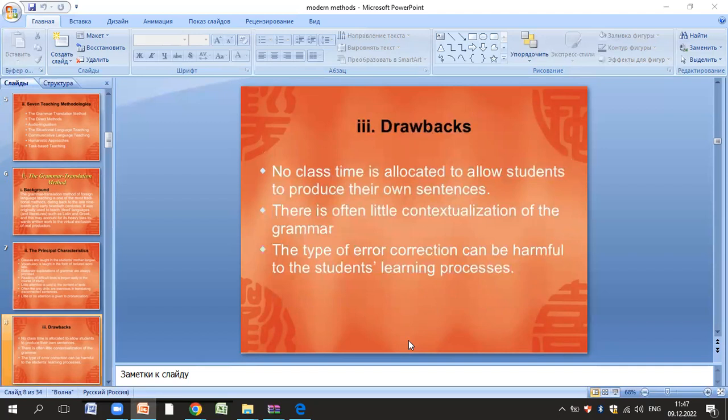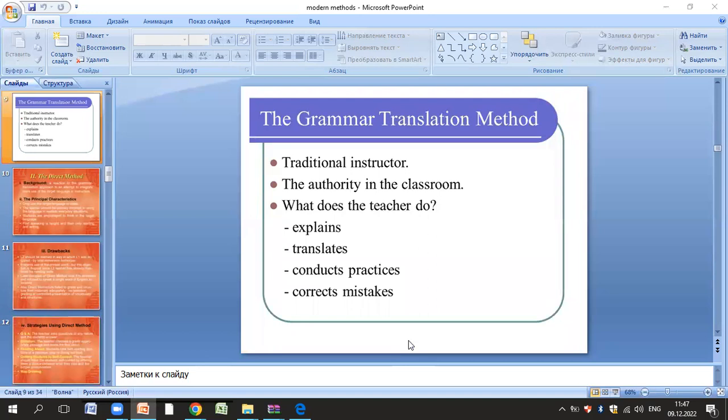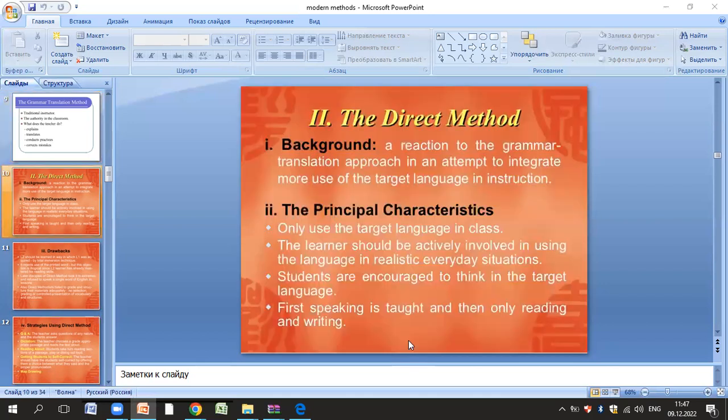Drawbacks: no class time is allocated to allow students to produce their own sentences. There is often little contextualization of the grammar. In the grammar translation method, the traditional instructor is the authority in the classroom. What does the teacher do? Explains, translates, conducts instruction, and corrects mistakes.